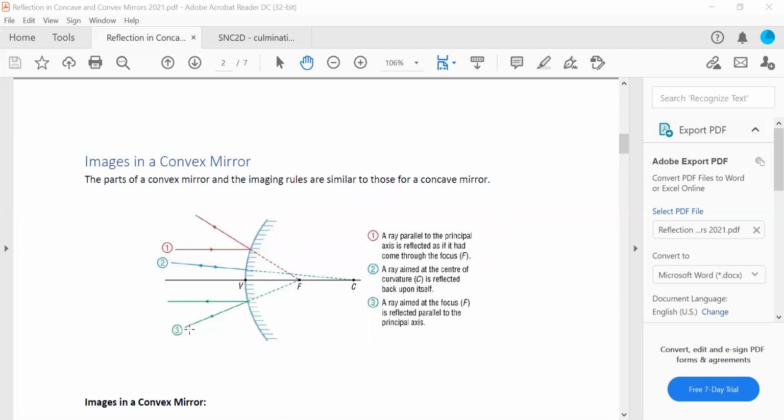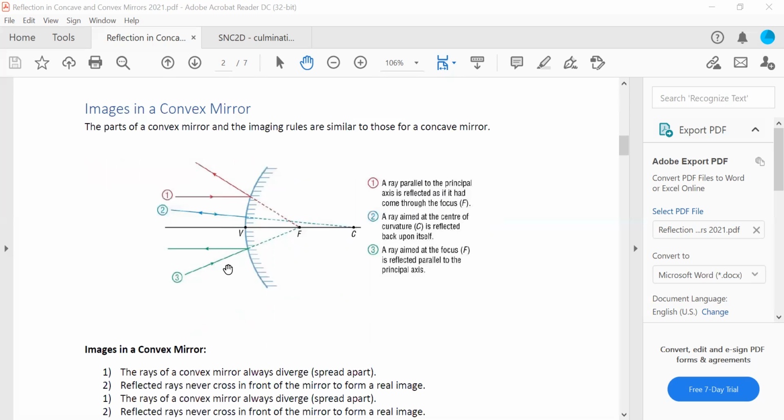So the light ray rules are the same, but you'll notice my focal length and my center of curvature are behind the mirror because the mirror curves this way. I'm looking at the back side of it. But still, a light ray parallel reflects through the focal point. A light ray right toward my center of curvature reflects back on itself. And a light ray toward F, toward my focal point, reflects back parallel. So these rules are the same. All they've done is just flip the mirror backwards, okay?